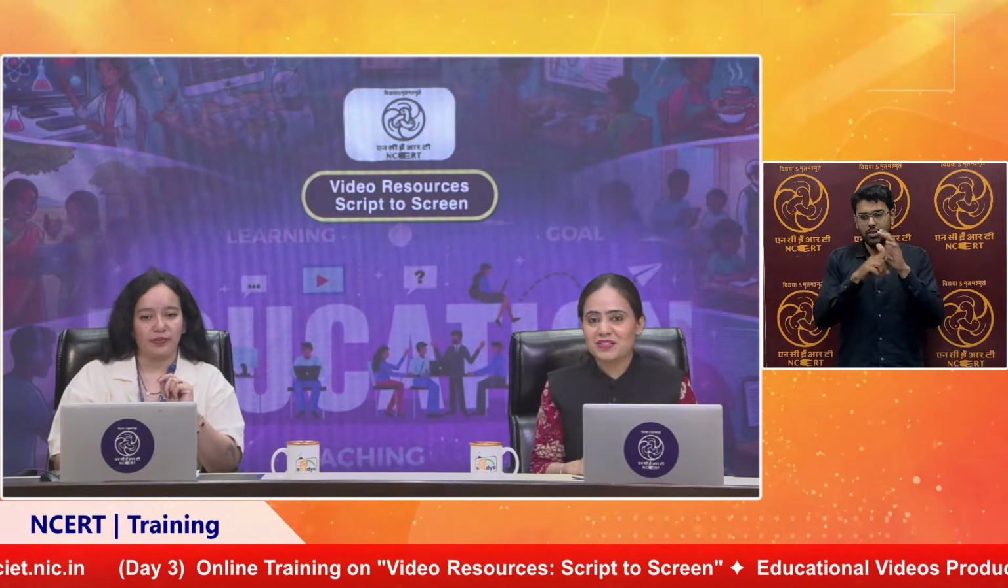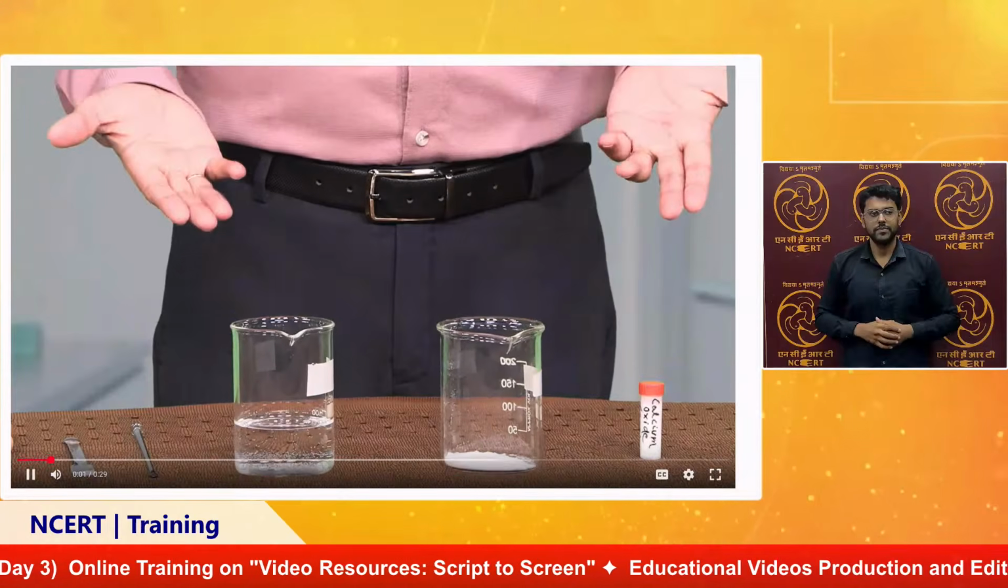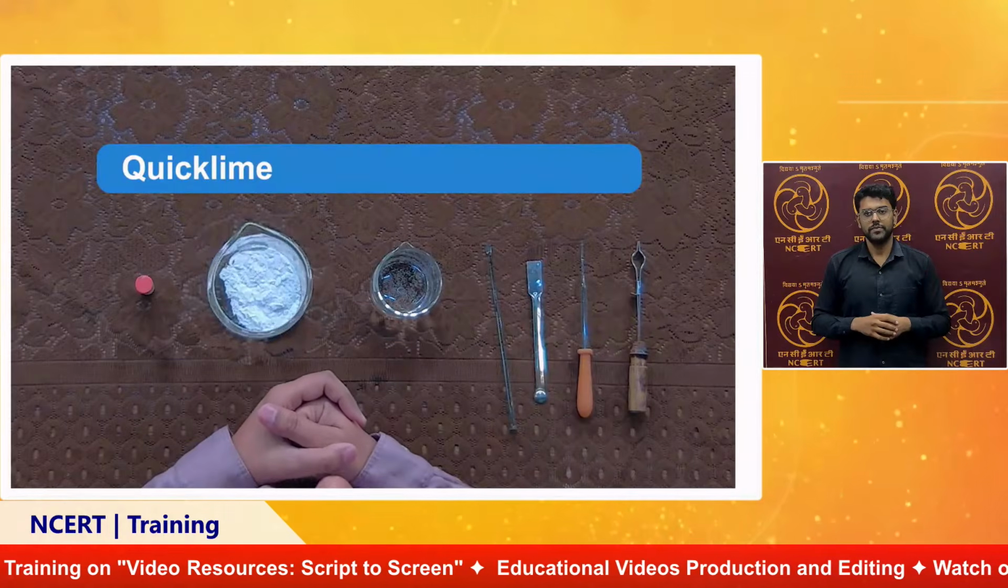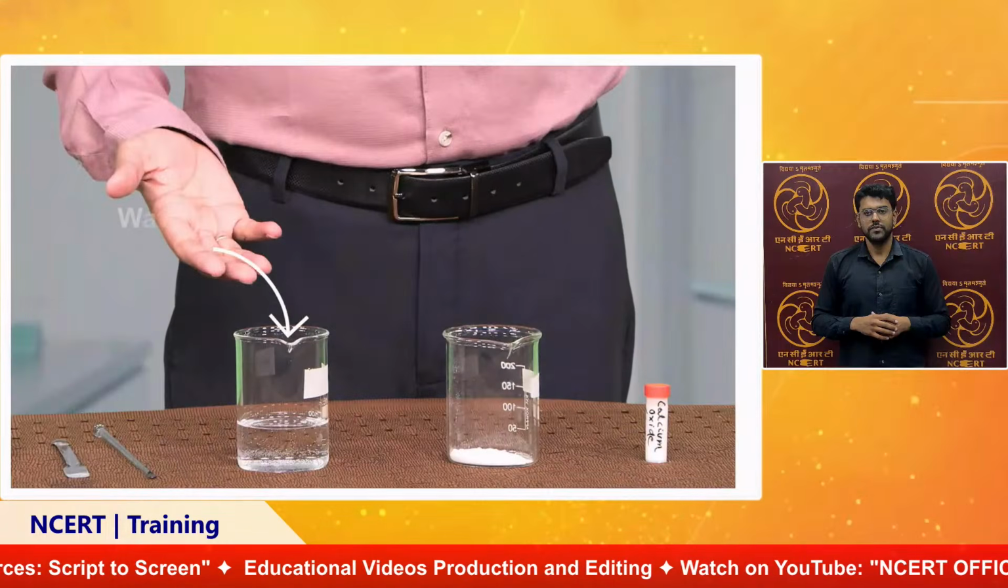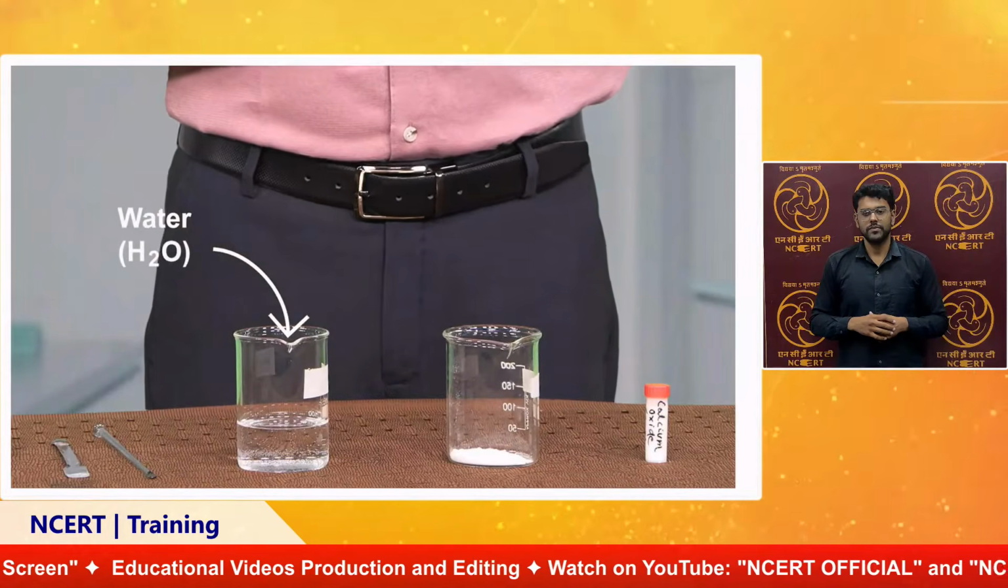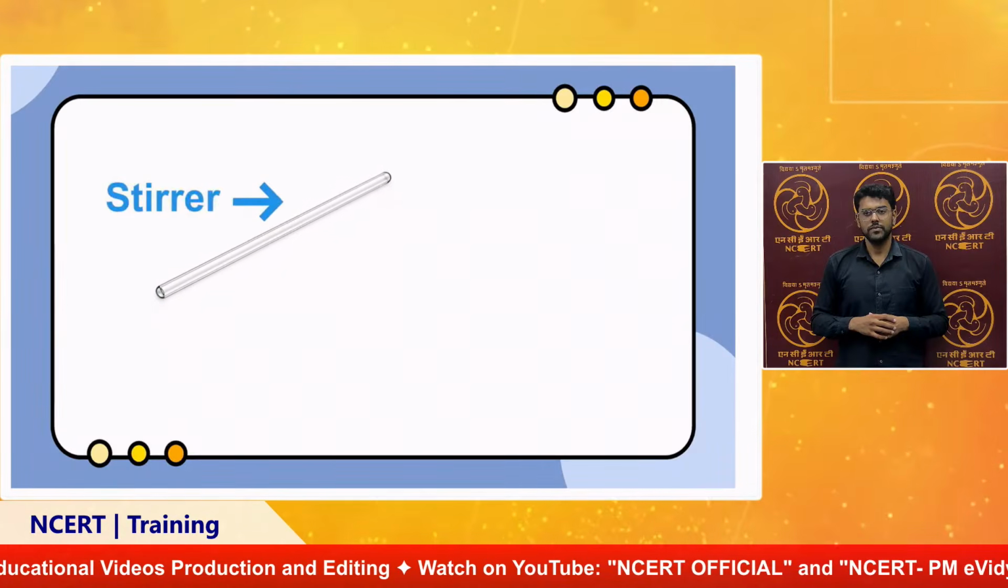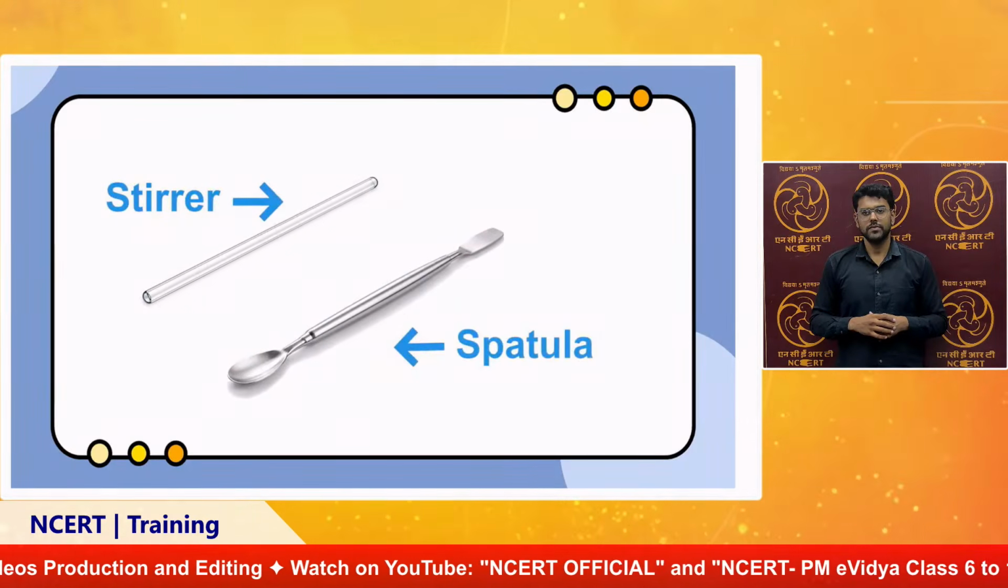Let's watch it. All right. The beaker to my left contains quicklime, also known as calcium oxide, which is white in color, and the beaker to my right contains water. I also have a stirrer and a spatula.